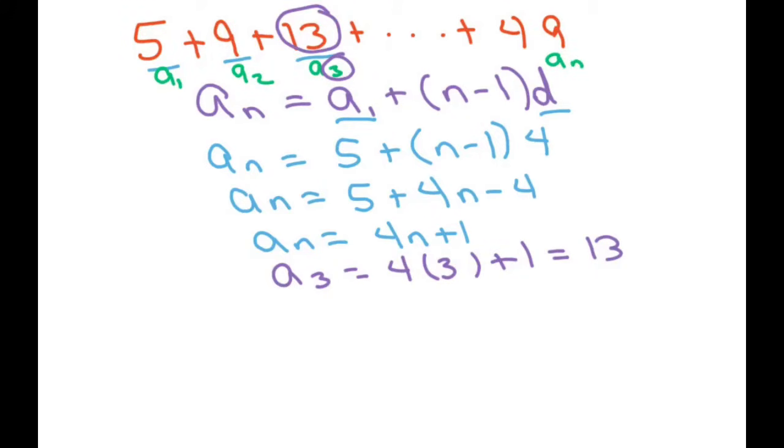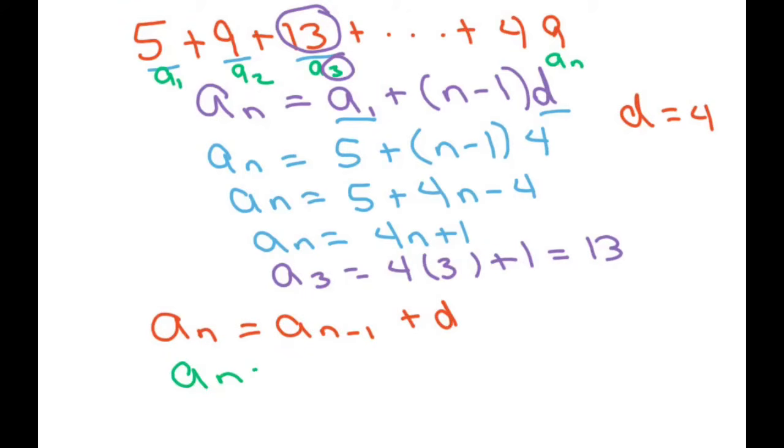Now the recursive formula is a sub n equals the previous term. This is just a sub n minus 1, just means previous term, plus your common difference. Well, our common difference is 4, so just plug that in. So you get a sub n equals your previous term plus 4.